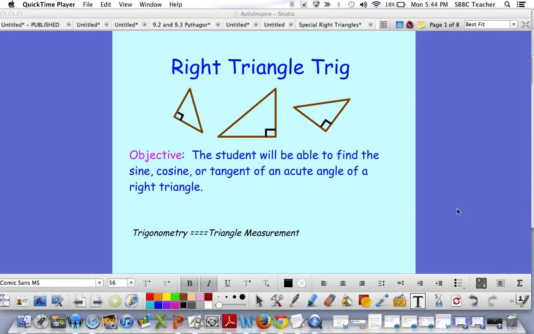Triangle trigonometry. The objective of this lesson is for you to be able to find the sine, cosine, or tangent of an acute angle of a right triangle. Now, the word trigonometry comes from two Greek terms, trigon, which means triangle, and metron, which means measure. So the word trigonometry means triangle measurement, and we are going to be looking at the study of triangle measurement.